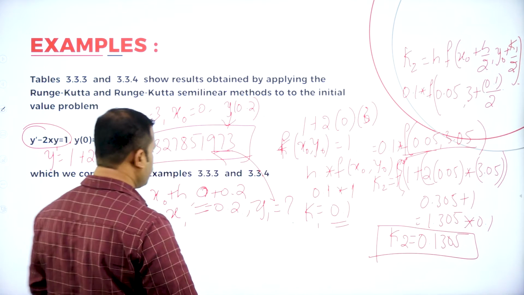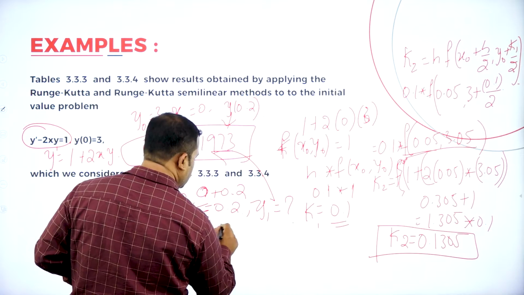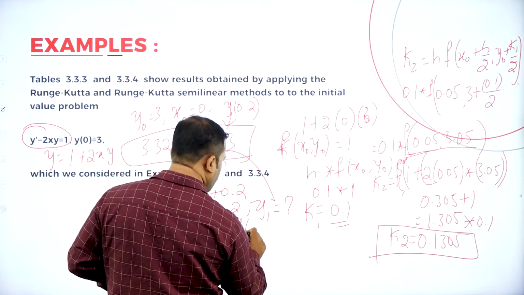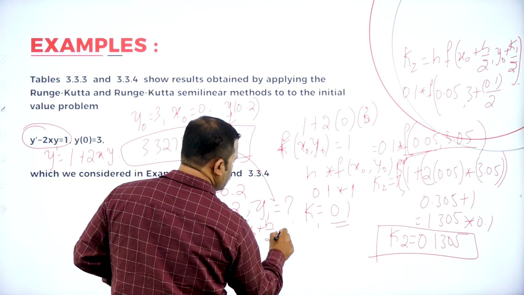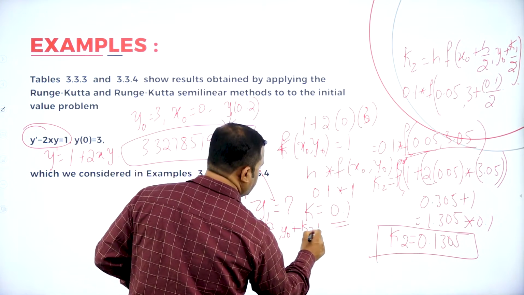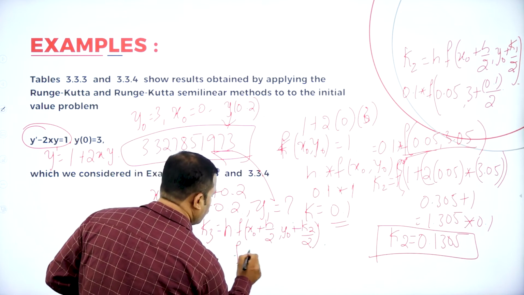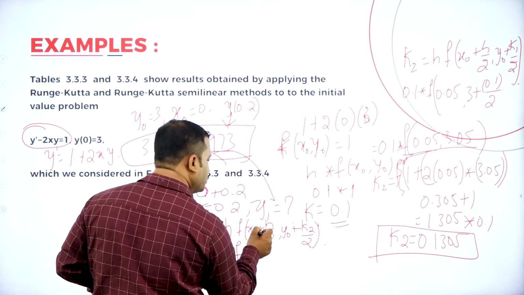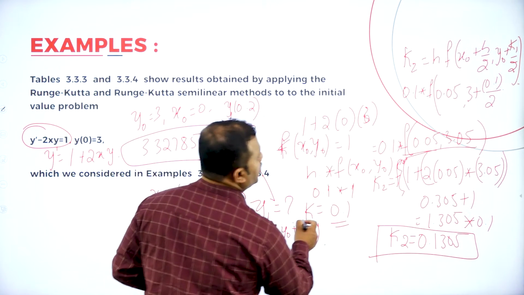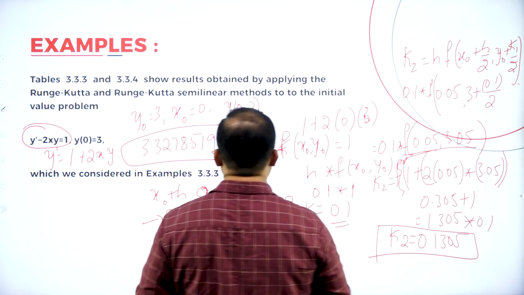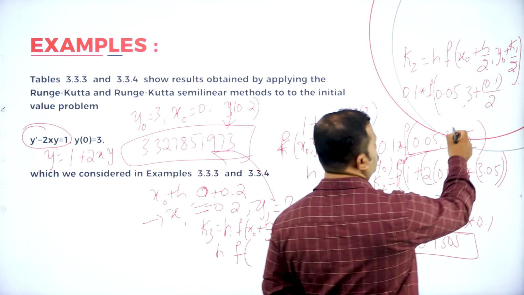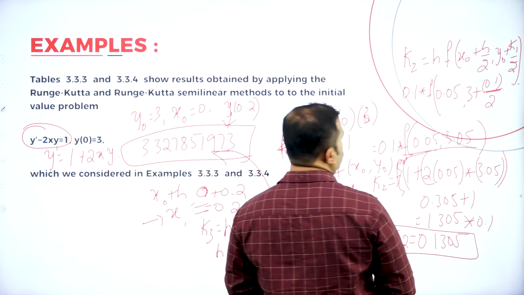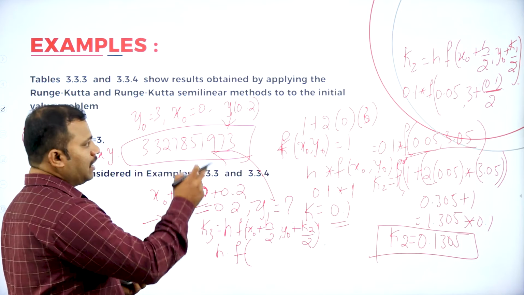Let me find out the value of k3. How can we find out the value of k3? k3 is equal to h into f of x0 plus h by 2 comma y0 plus k2 by 2. If that is the case, what is the value of h? x0 is 0, 0 plus h by 2. Oh, we have to take h as 0.2, not 0.1. If I consider h is equal to 0.1, you will get this result. Let me do the changes here.